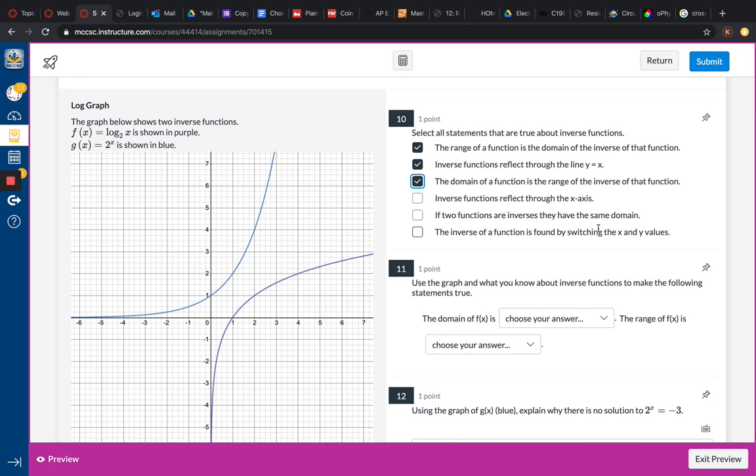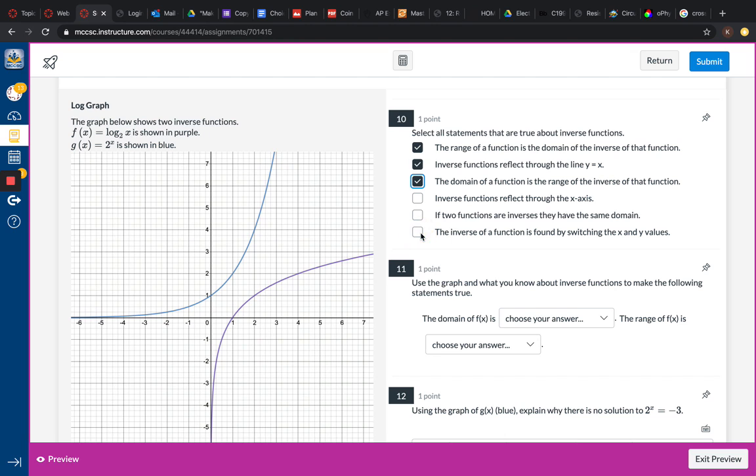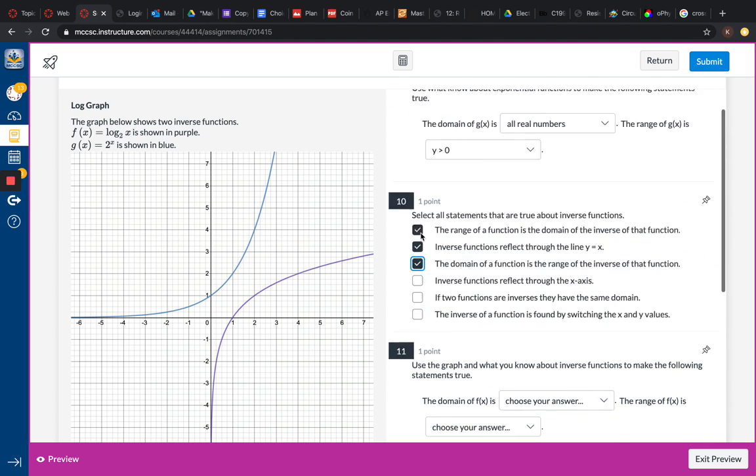If two functions are inverses, they have the same domain. They might, but they don't have to. These two do not have the same domain. The blue function has a domain of all real numbers because it covers the entire x-axis, because there is an arrow here and an arrow there. So this arrow is going to the left, this arrow is going up and to the right. We've got left and right covered. But this purple function does not have a domain of all real numbers, because this arrow is going down and this arrow is going up and to the right. We don't have any left going on, so they do not have the same domain. And then lastly here, an inverse function is found by switching the x and y values. That is true.